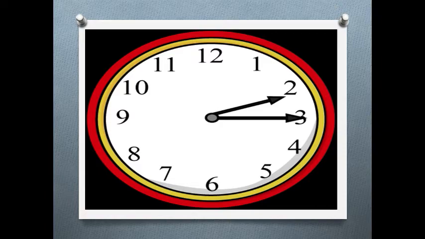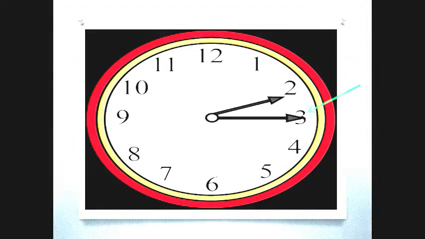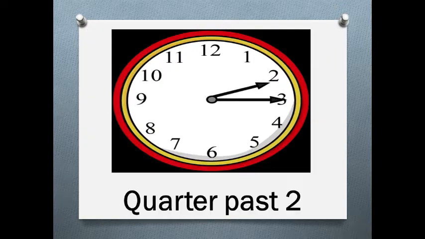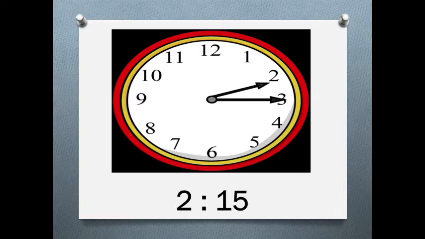Similarly, see here, in this clock also, minute hand is pointing to 3 and the hour hand is pointing just after 2. So, the time is 2:15. This we can write as 2:15.